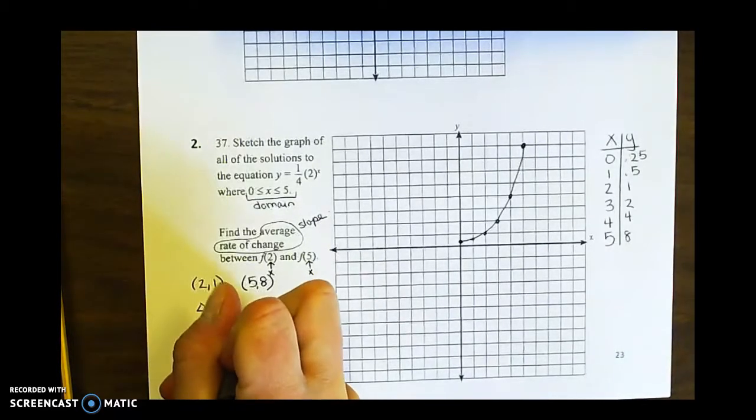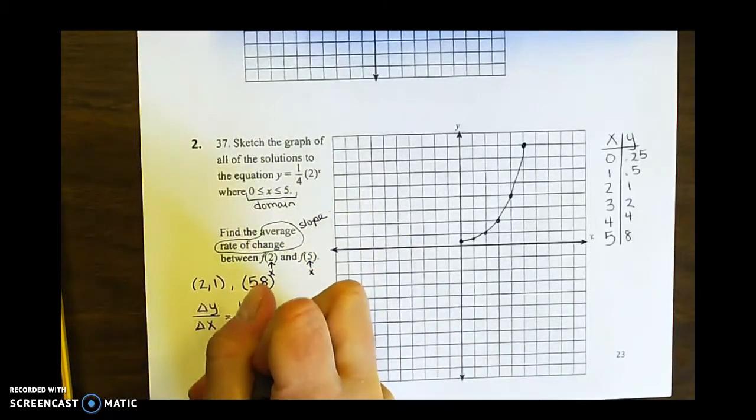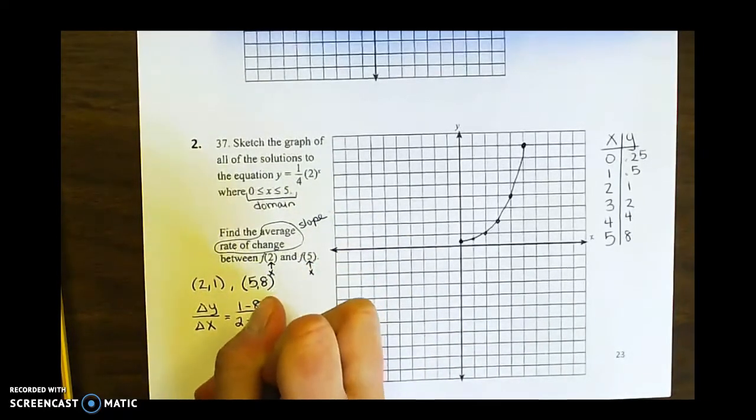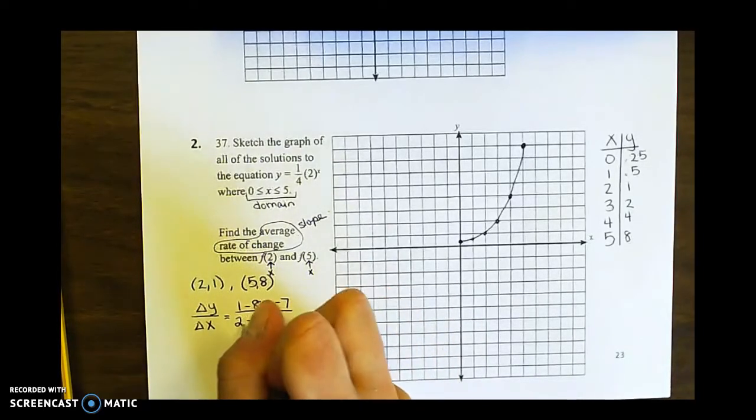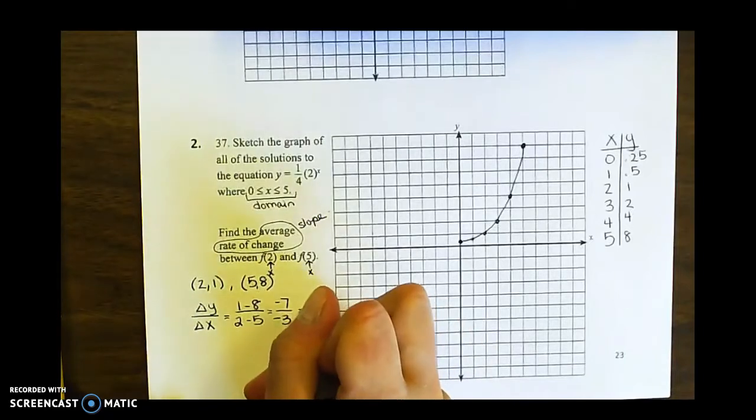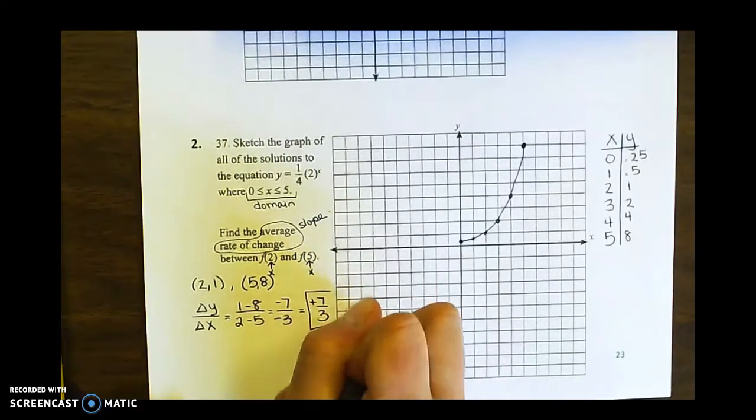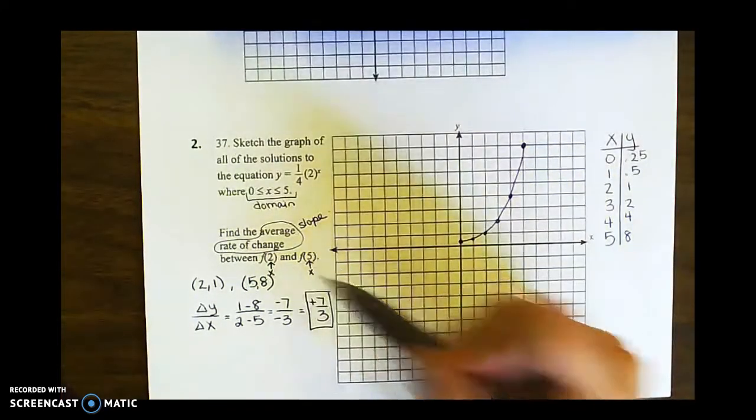So we know it's change in y over change in x. So that's going to be 1 minus 8 all over 2 minus 5. We get negative 7 all over negative 3. But remember, a negative over a negative turns into a positive 7 over 3. So 7 over 3 is your average rate of change, aka the slope between f of 2 and f of 5.